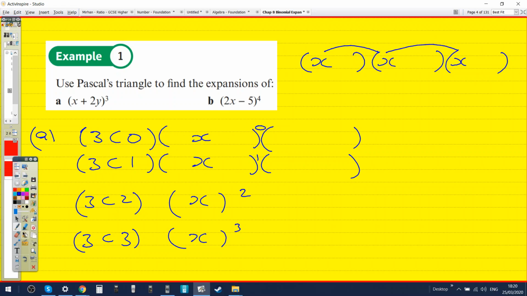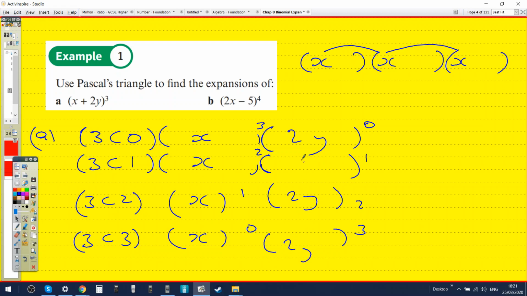So other way around. So this one is 3, 2, 1, 0, and it's the other bracket then that counts up. So that's 3, 2, 1, 0, and then the other one is 0, 1, 2, 3, and in the other bracket is 2y.